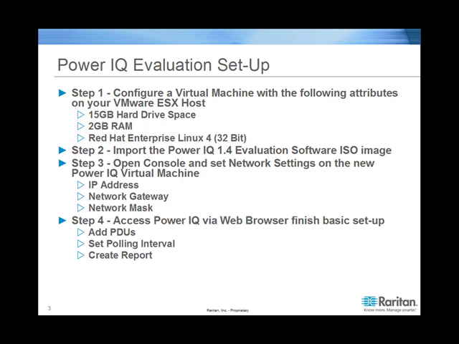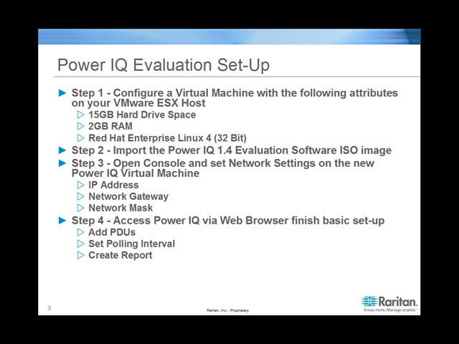There are 4 basic steps to setting up your evaluation. Step 1 is to configure a virtual machine with the following attributes on your VMware ESX host. Configure it with 15 GB hard drive space, 2 GB RAM, Red Hat Enterprise Linux 4 32-bit. Step 2 is to import the PowerIQ evaluation ISO image to the virtual machine you just created.